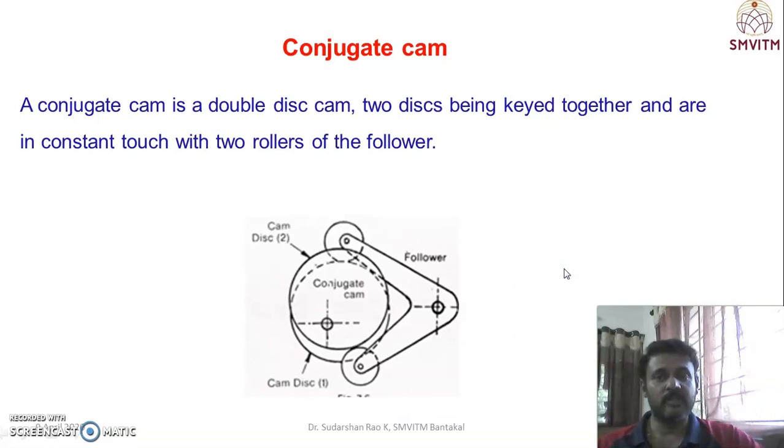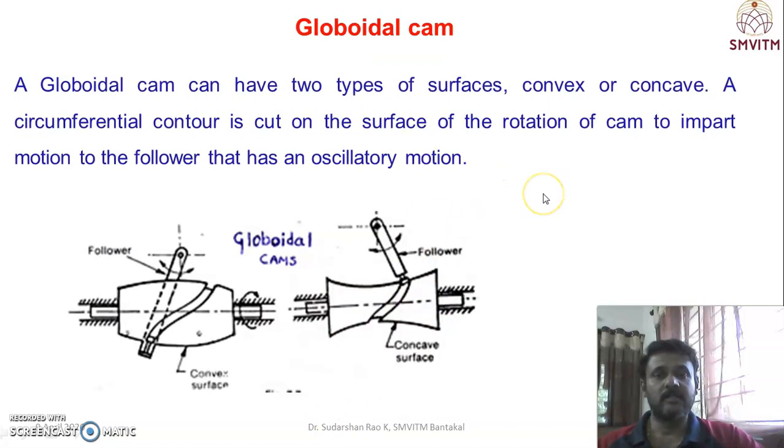Then the conjugate CAM. A conjugate CAM is a double disc CAM that consists of two discs, disc 1 and disc 2, and there are two rollers in a follower which oscillates. Then the globoidal CAM is similar to the cylindrical CAM, but the difference is it has two types of surfaces, one convex and one concave. A circumferential contour is cut on the surface of rotation of the CAM, which causes the follower to oscillate.